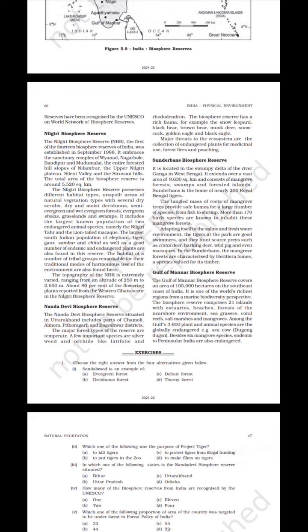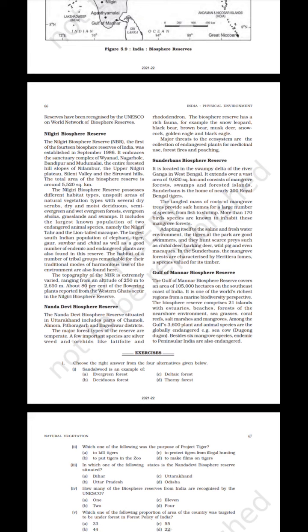Nanda Devi Biosphere Reserve. The Nanda Devi Biosphere Reserve is situated in Uttarakhand and includes parts of Chamoli, Almora, Pithoragarh and Bageshwar districts. The major forest types of the reserve are temperate. A few important species are silverweed and orchids, and rhododendron. The Biosphere Reserve has a rich fauna, for example, the snow leopard, black bear, brown bear, musk deer, snowcock, golden eagle, and black eagle. Major threats to the ecosystems are the collection of endangered plants for medicinal use, forest fires, and poaching.